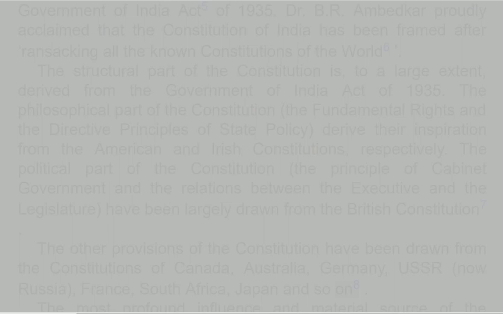Notably, these amendments do not come under Article 368. 4. Federal system with unitary bias. The Constitution of India establishes a federal system of government. It contains all the usual features of a federation, viz., dual government, division of powers, written constitution, supremacy of constitution, rigidity of constitution, independent judiciary and bicameralism.